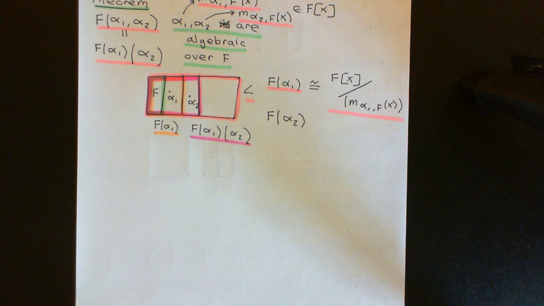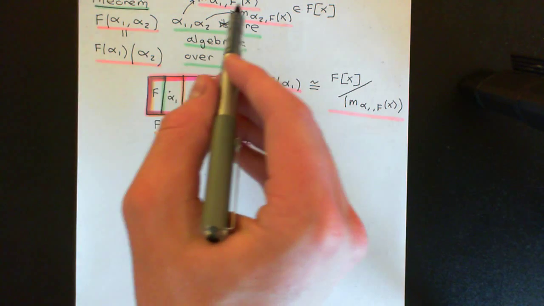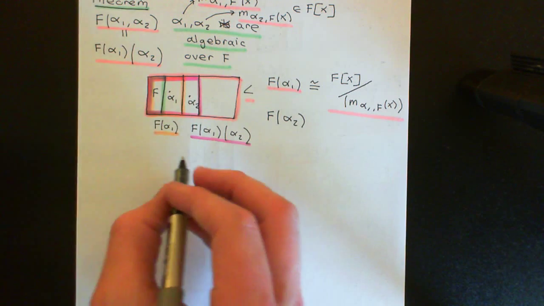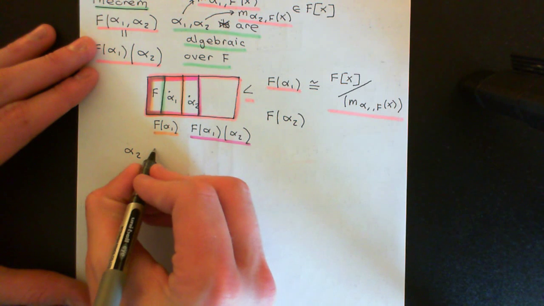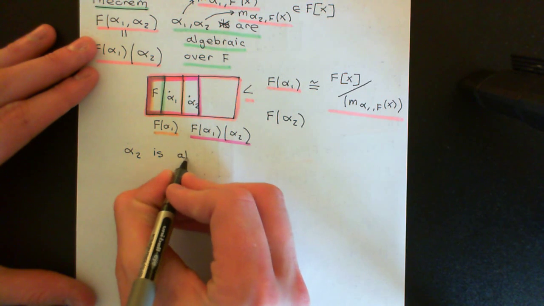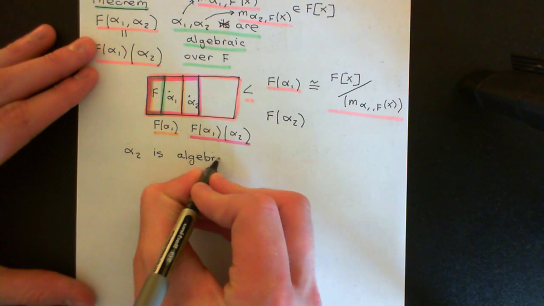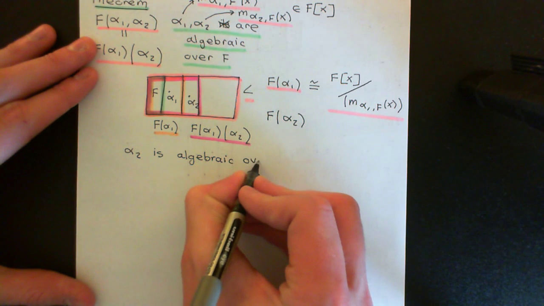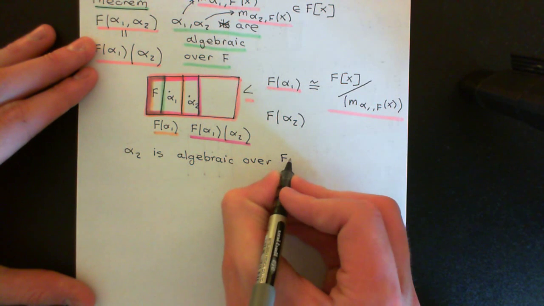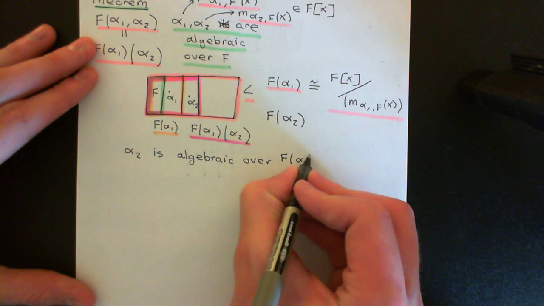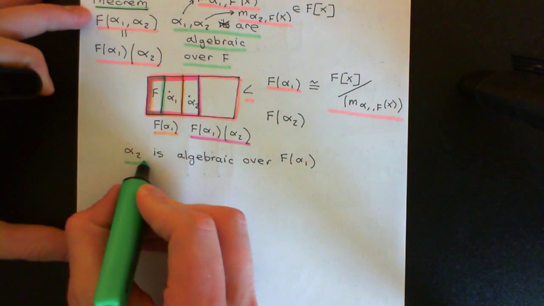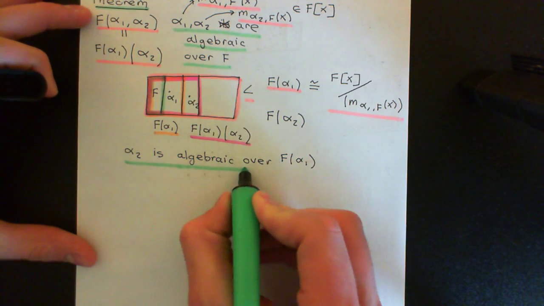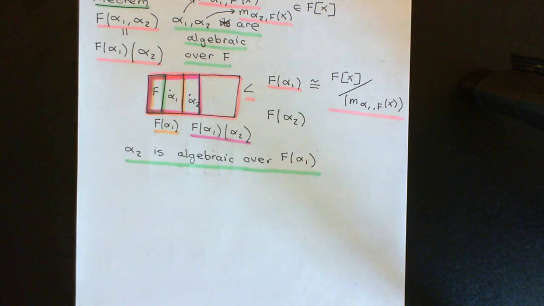Okay, so what I want to show now is that if alpha 2 is algebraic over F, alpha 2 is going to be algebraic over this field extension of F. So I want to show that alpha 2 is algebraic over the field extension of F, and this is a very simple argument, over the field generated by alpha 1 over F, which is just a field extension of F. Now, to do this, all I need to do is show that the definition of algebraic is satisfied.